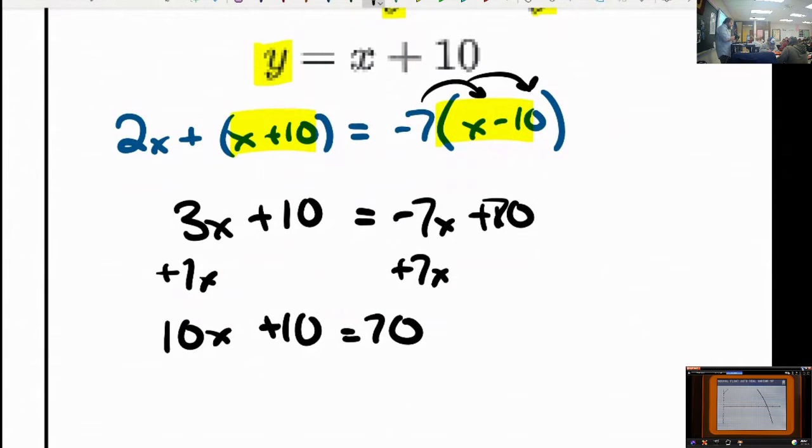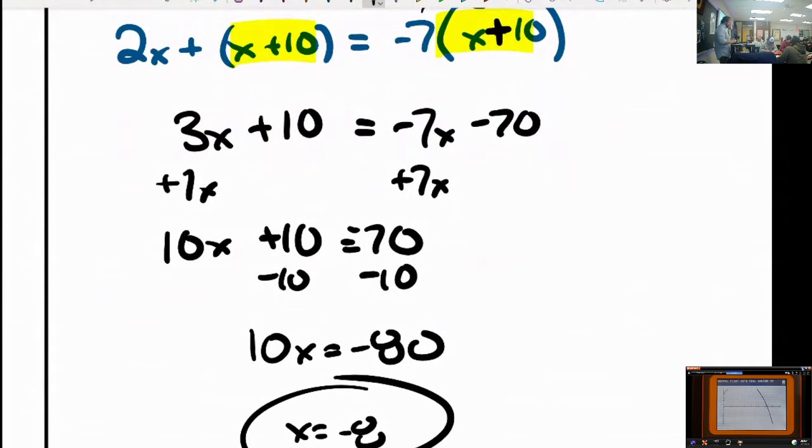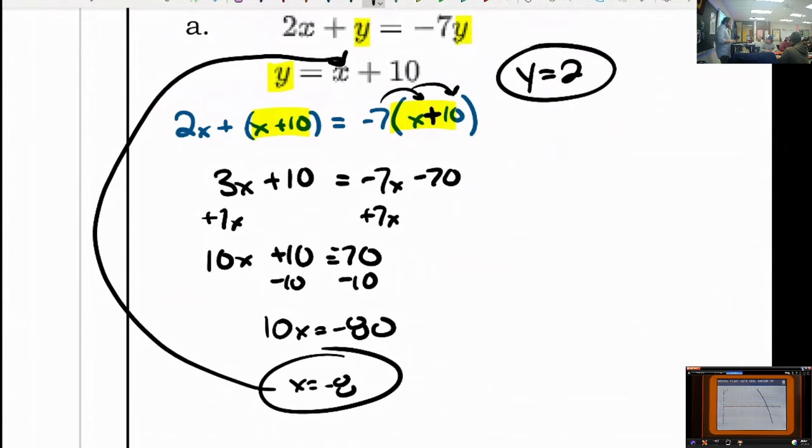Oh, whoops. This is a plus 10. So it means that this is a minus 70. There's where my mistake was. That's a negative 70. And then when we subtract the 10 from both sides, negative 70 minus 10 is going to be negative 80, and that's where x is negative 8. Again, I'm going fast in this question because it was already on the quiz. And now that you know that x is negative 8, that means that y is 2. And you can test that out in the top equation just to make sure it works.